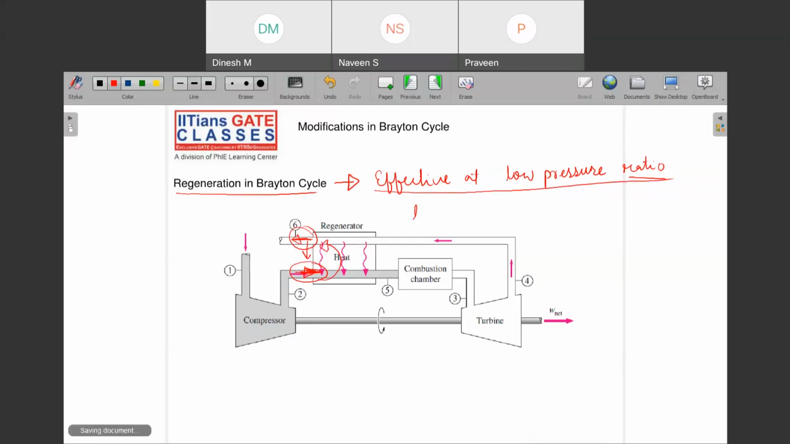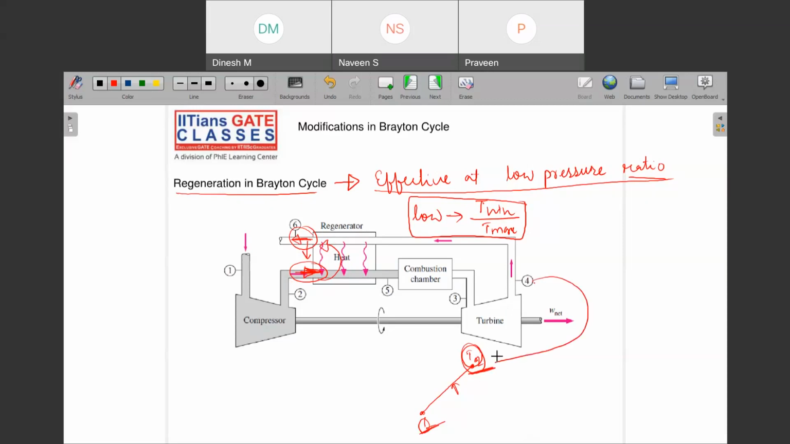And for low ratios of what? Minimum temperature to maximum temperature, T minimum to T maximum. I know this fact, that whenever your T minimum is low, then only you can compress it, and your temperature T2 will be what? When you are compressing from 1 to 2, if this value is less, then T2 is also less, and if this value is less, then only you can add some heat from this to this. Otherwise, there is no possibility.